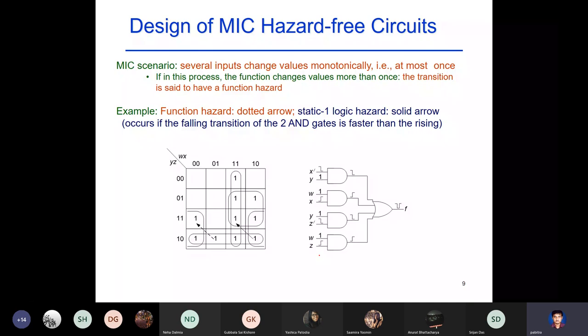Now let us go to multi-input change. Several inputs can change values, but monotonically. Monotonically in the sense that you have a step-like change. You go from 0 to 1 or 1 to 0. You don't have a pulse. You don't have a train of pulse-like changes. You don't have 0 to 1, then 1 to 0, and 0 to 1. You only have a step-like change. You cannot have this kind of change, or maybe this kind of change also. So this is non-monotonic. This is monotonic.